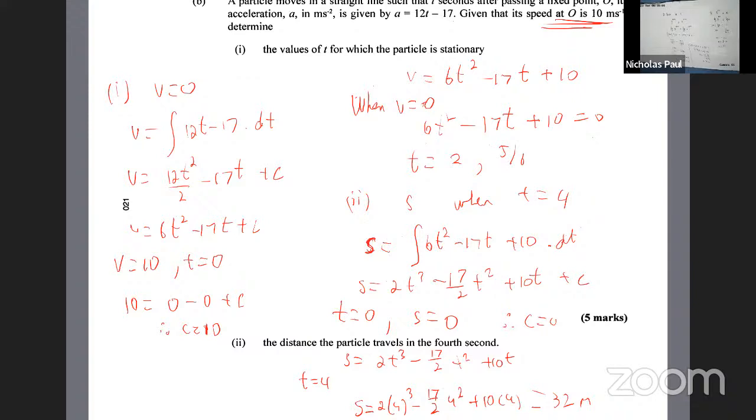Everybody get that? Overall, I got 24.5. Oh no, all they want is in the 4th second. So the distance moved in the 4th second, they just plug in 4.